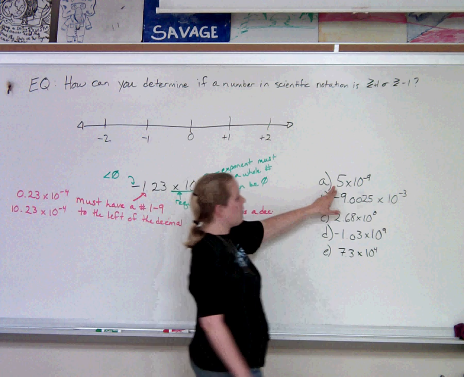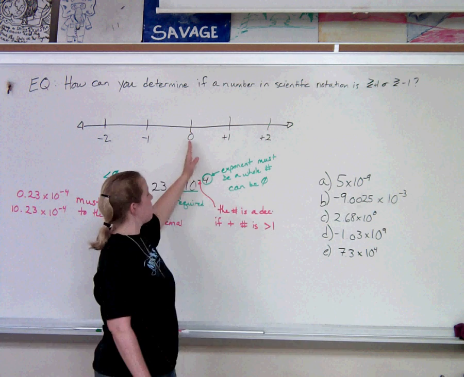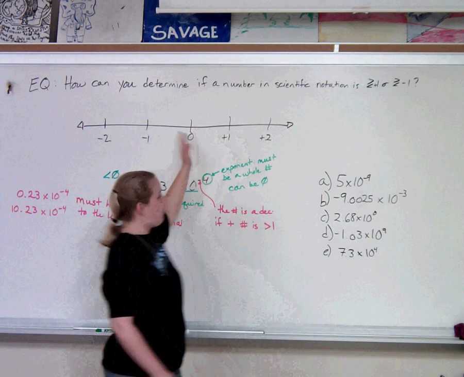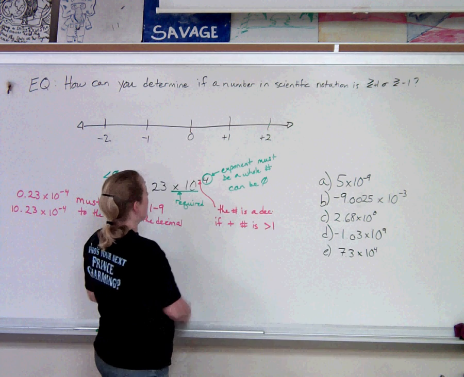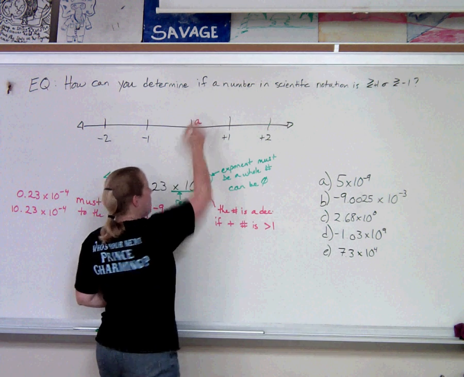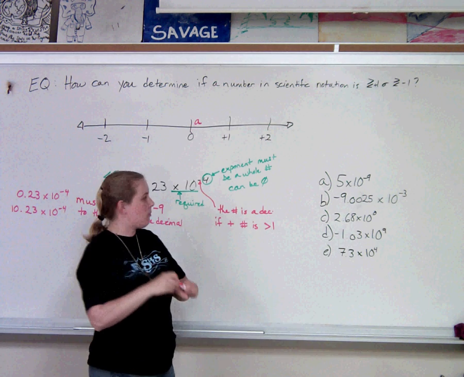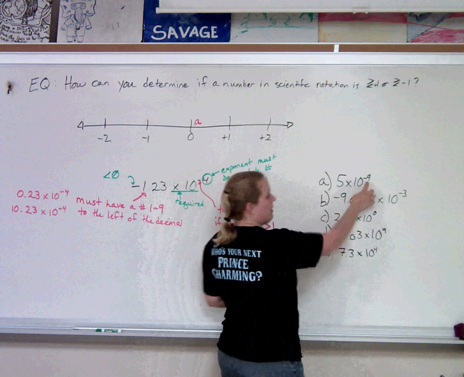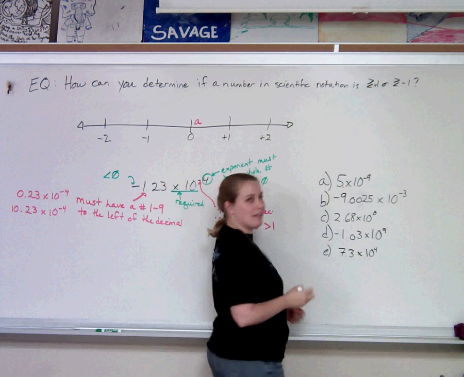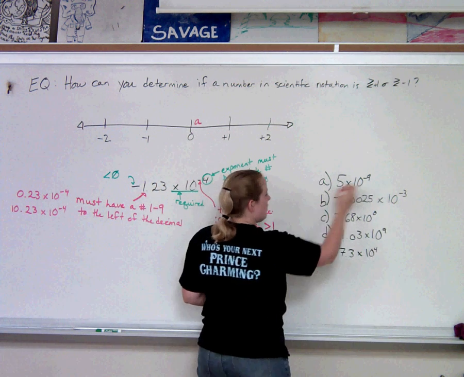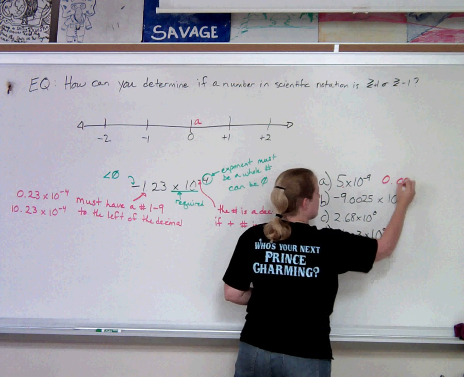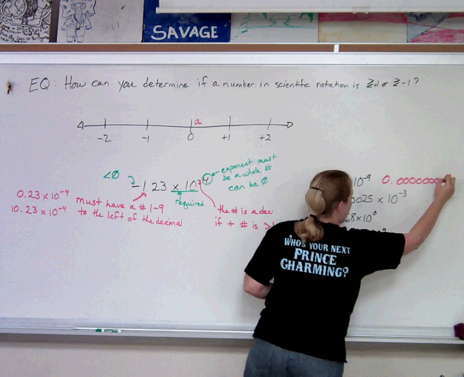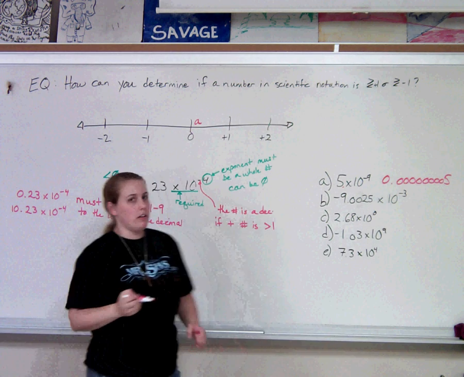There is no negative sign here, so therefore this number would be greater than 0. However, there is a negative sign here, so that means it's less than 1. So A would fit here. And in fact, if we took this number out of scientific notation, that -9 means that I would take the decimal here and move it 9 spaces to the left. So we would get 0.0000000005, a very small number, but still positive.